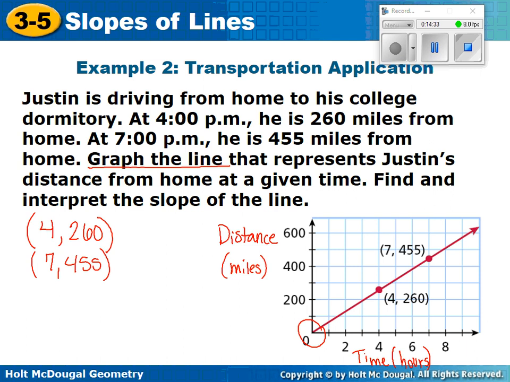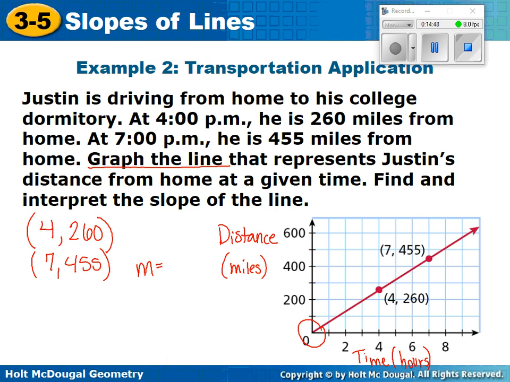Any questions there? Okay, so since I provided you with the graph, I wanted to make sure you understood what I expected of you on the homework. So now let's do the next part. Find and interpret the slope of the line. So they want us to find the slope. Would this be a good one for us to just count rise and run? No. Our graph is not detailed enough.